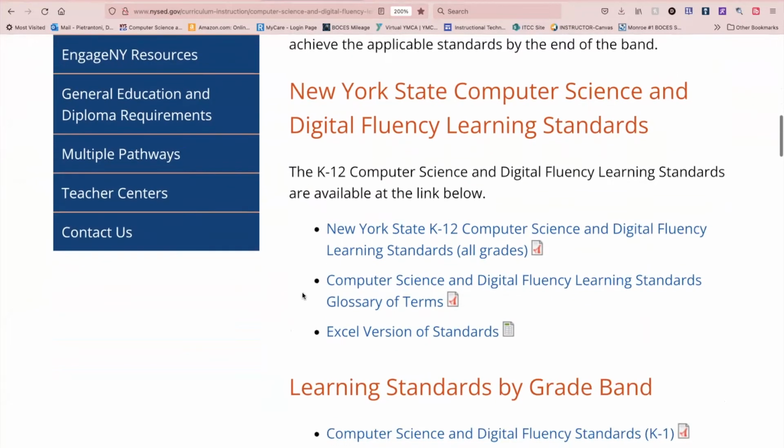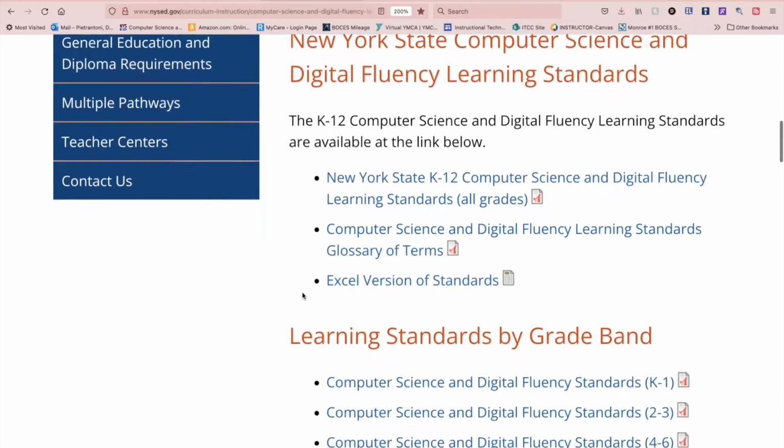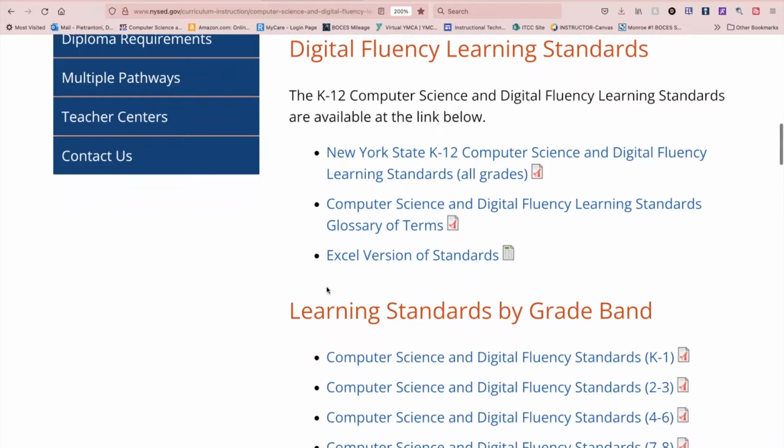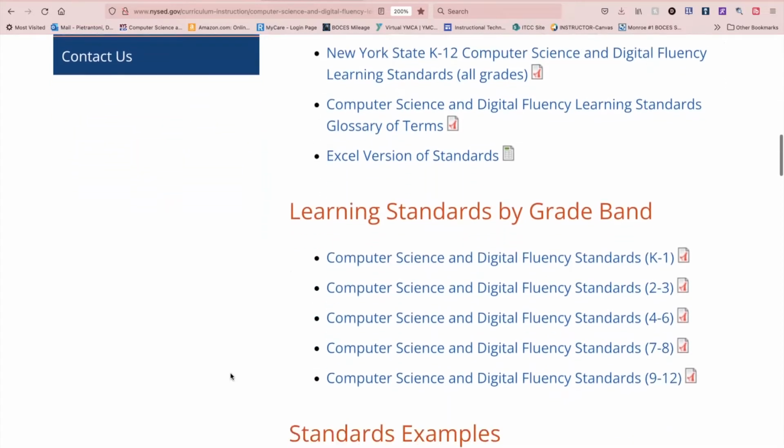There's a glossary of terms. It's very important that we start using the correct vocabulary when we are talking about certain concept areas and applications throughout the standard process. This is a great thing to have up in your classroom. Make sure you're using things like algorithm and decomposition, or things like that might help our learners as they build their fluency throughout these standards. There's also an Excel version of the standards if you prefer that to a PDF.